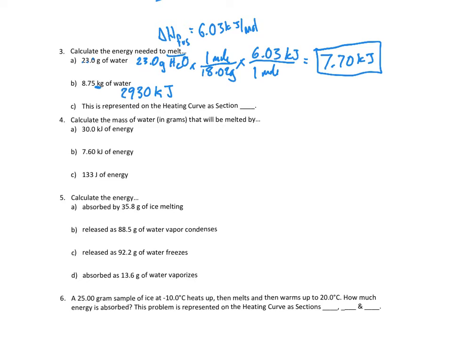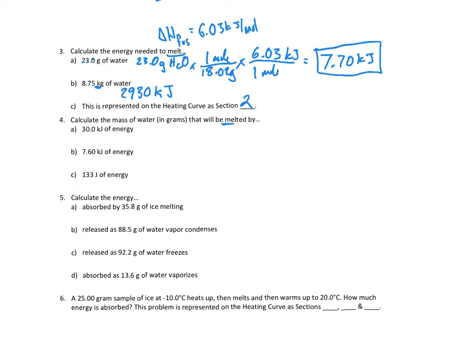And which section are we talking about on my heating curve? Well, it is the first horizontal section, which is section 2. So this is the reverse problem. I want to know how much water I can melt, right? And let's see here, mass of water, that's ice. Water is just the actual name of the compound. So melted is again using my HFUS.